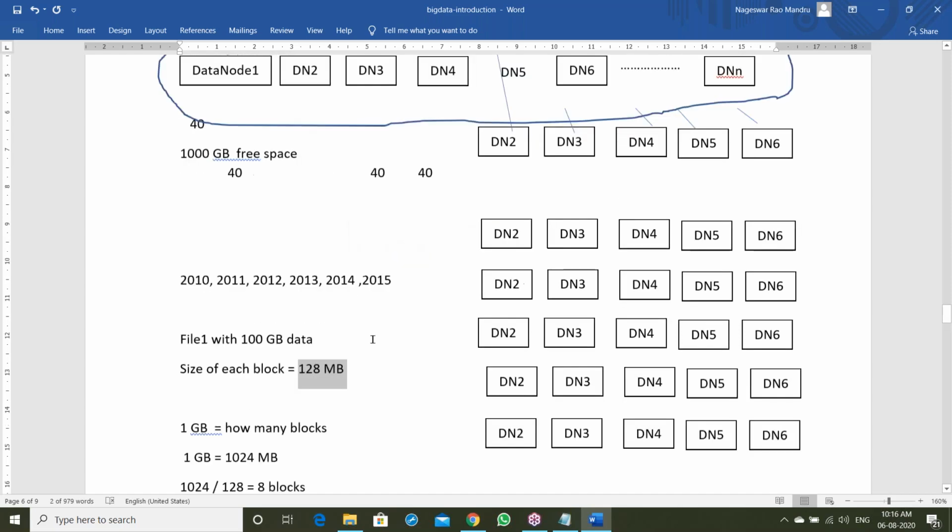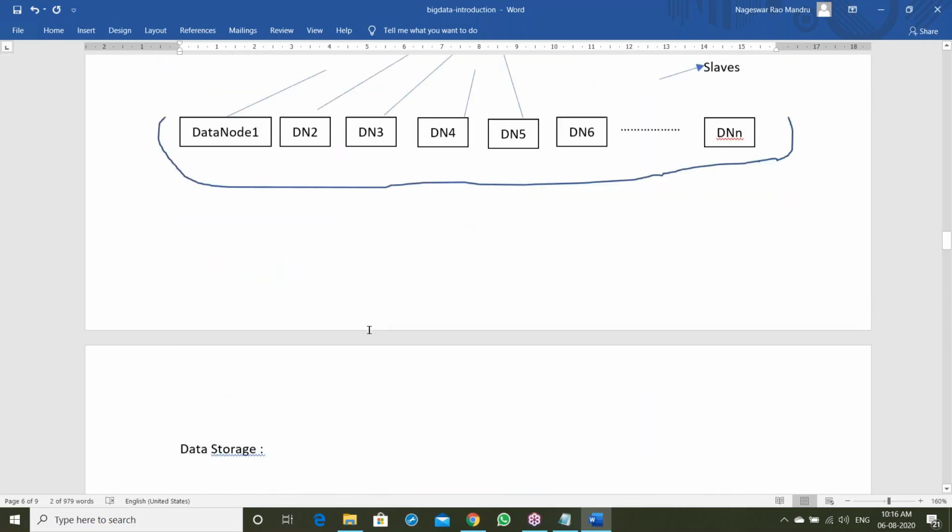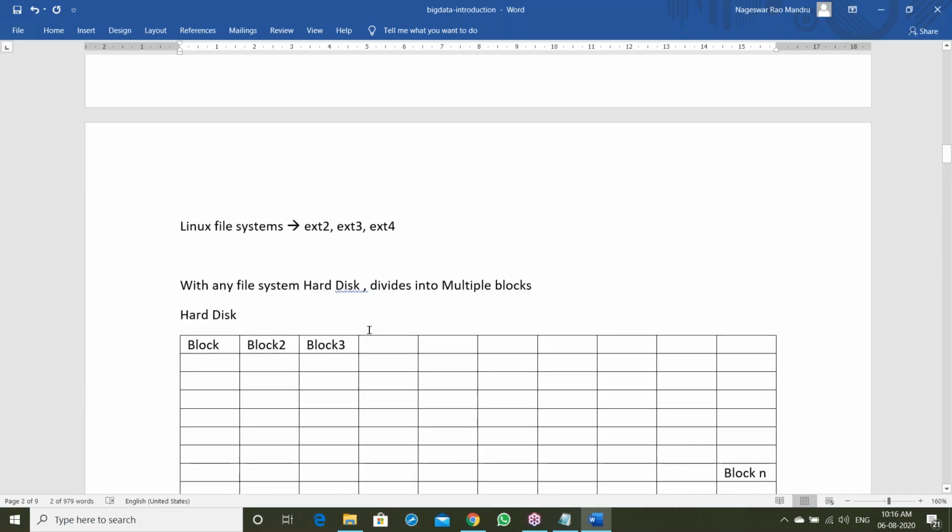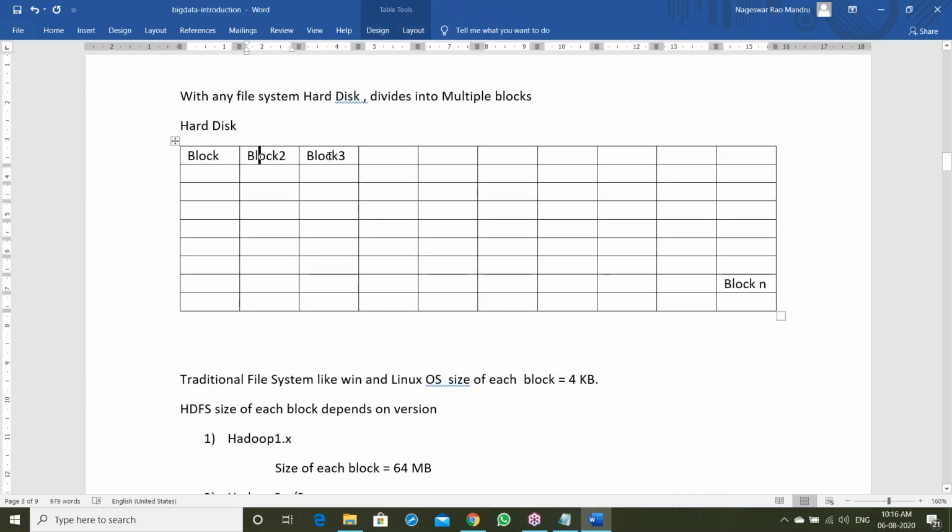Size of each block. So what is that block here? See, a hard disk divides into multiple blocks. Suppose this hard disk, block 1, block like this, multiple blocks, right? Many blocks. A hard disk divides into multiple blocks. Yes, here the size of this block is 128 MB.